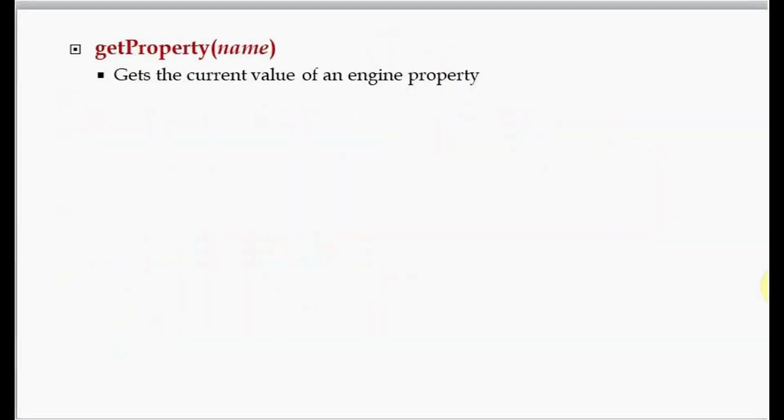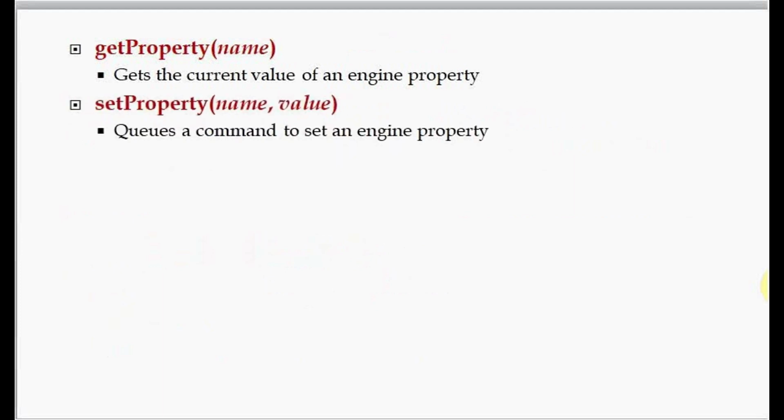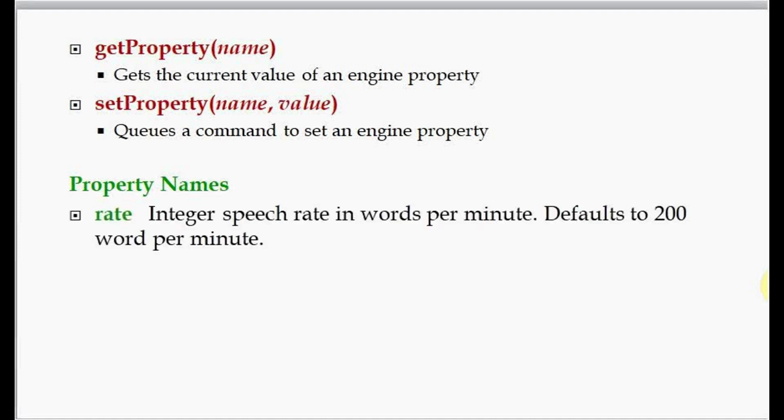So we have some more methods in PyTTSX3. We have two methods, getProperty and setProperty. getProperty will get the current value of the engine property. With setProperty, we are going to set some value to this property. So what are the properties available in this library? There are four properties. We have rate, that is the speech rate in words per minute. Default is 200. You can set it to any number from 100 to 200.